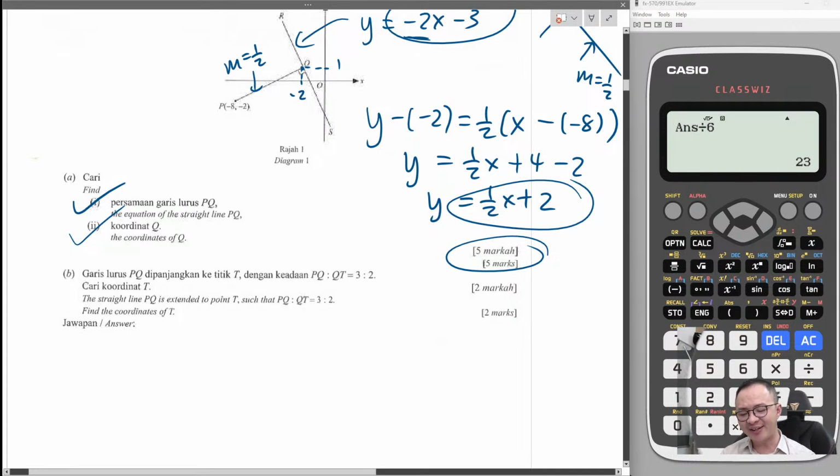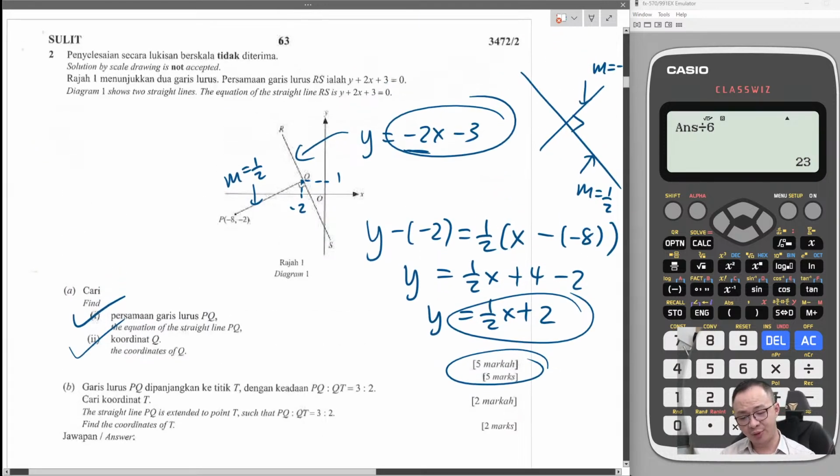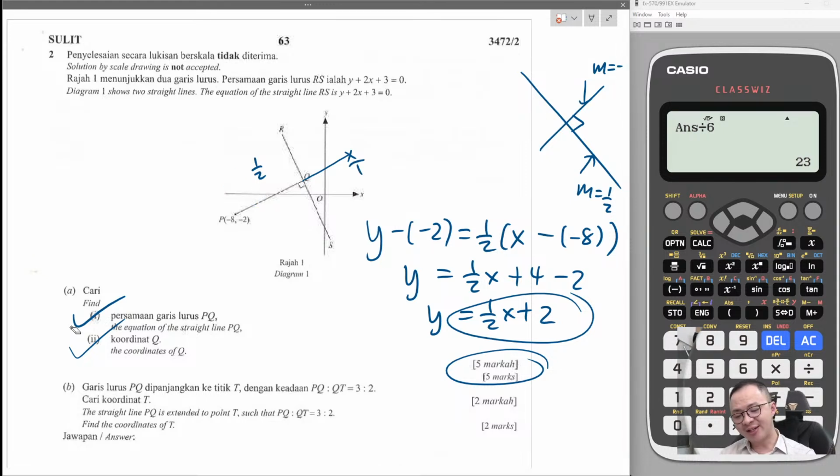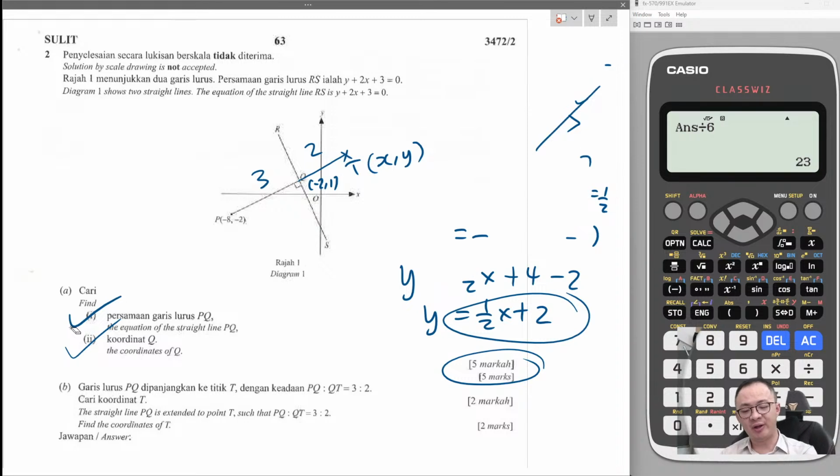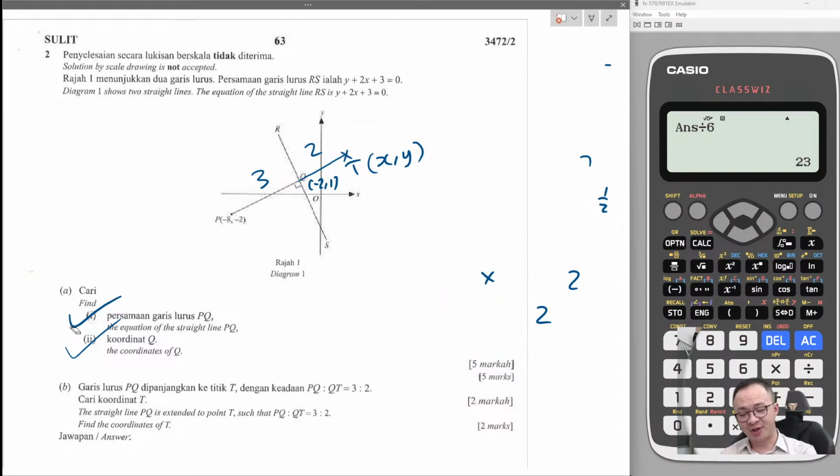The straight line PQ is extended to T. Okay, PQ is going to be extended, interesting. So here they extend to T, such that the ratio PQ to QT is 3 to 2. So the T coordinate is not given. I'm going to put x, y. Q coordinate, we got it just now, negative 2 and 1. So this is negative 2 and 1. Then we will do the ratio formula. Nothing very special here.